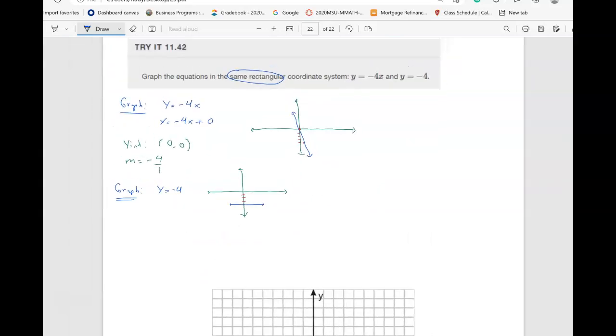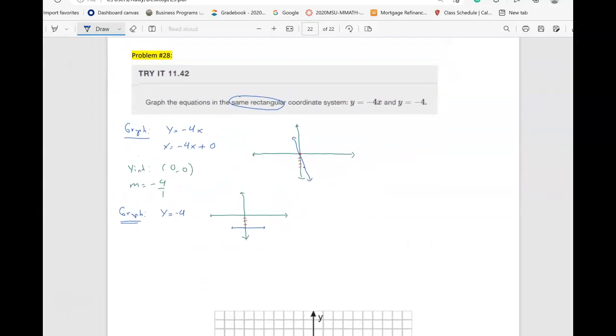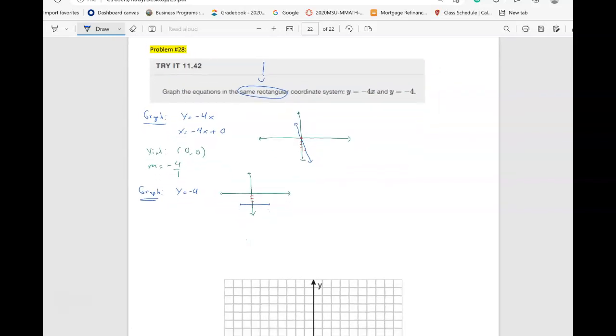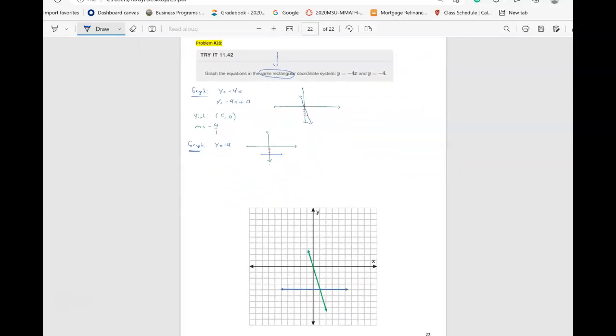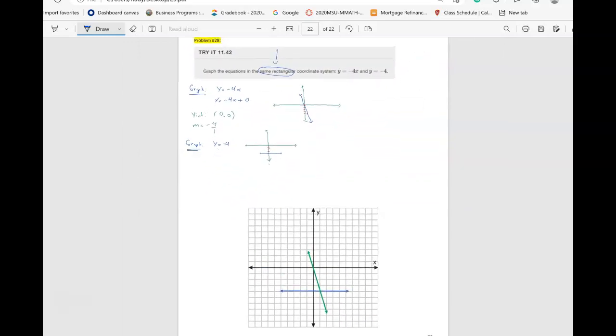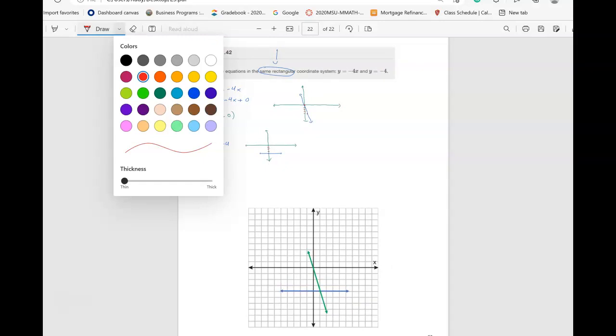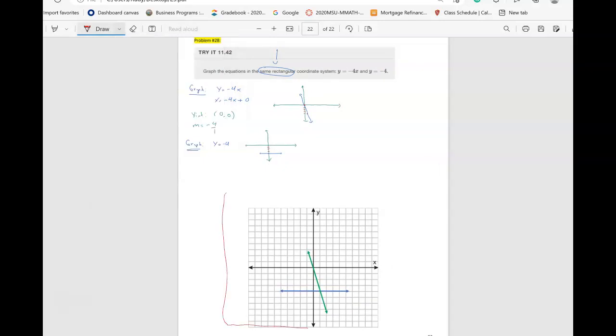Now, your actual problem, they're asking for both of the lines on the same plane. What I did here was graph them on a separate one. And then for our final answer, here I have them displayed on the same plane. So this is our final answer. Let me just box it in. As in, this is our final answer.